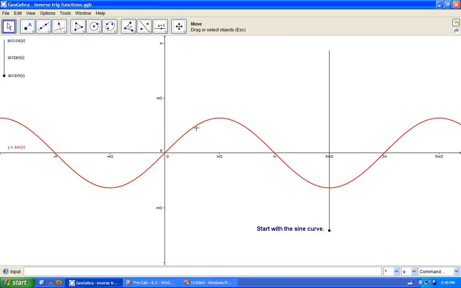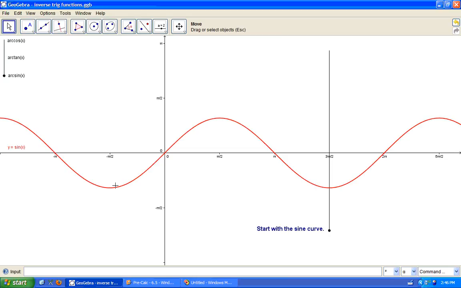So the first thing is we're going to start with this sine curve. If you watch the inverse function video, you'll see that this thing fails the horizontal line test. We can see the x-axis makes that fail, which means that if we were to take the inverse of it, its inverse would not be a function. We need it to be a function.